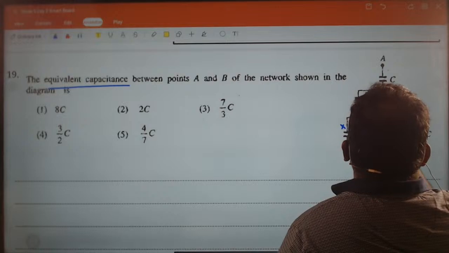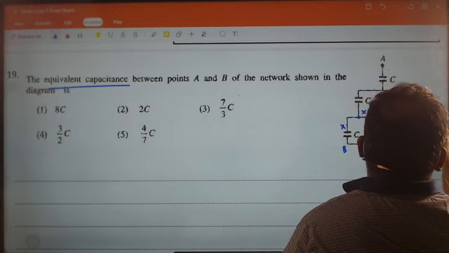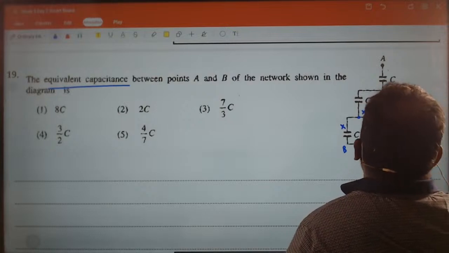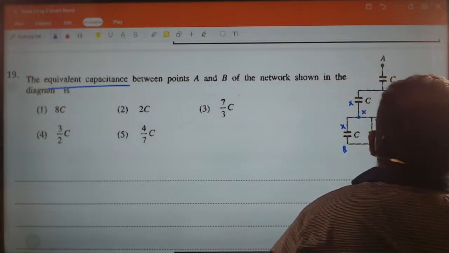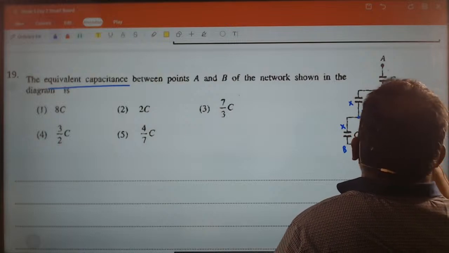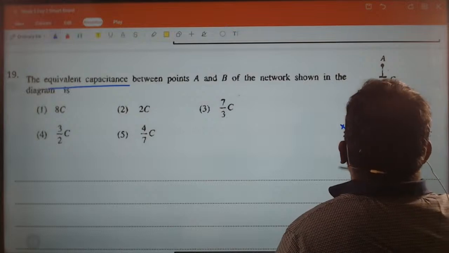Here X. Here X. Here Y. Here Y. Here Y. Here Y. These are X. Right. So Y here, Y here, Y there. X here, X there, X there. Here was X.